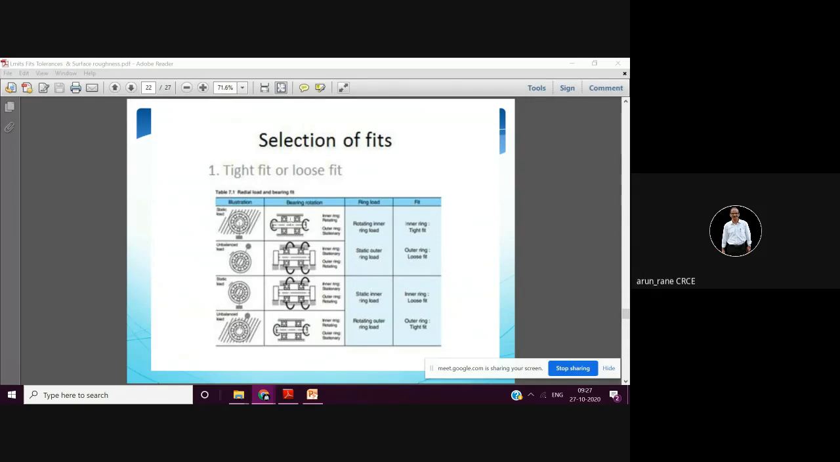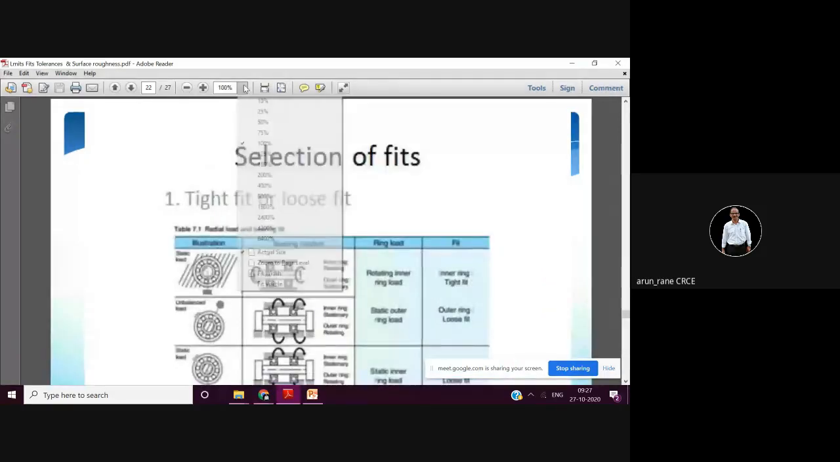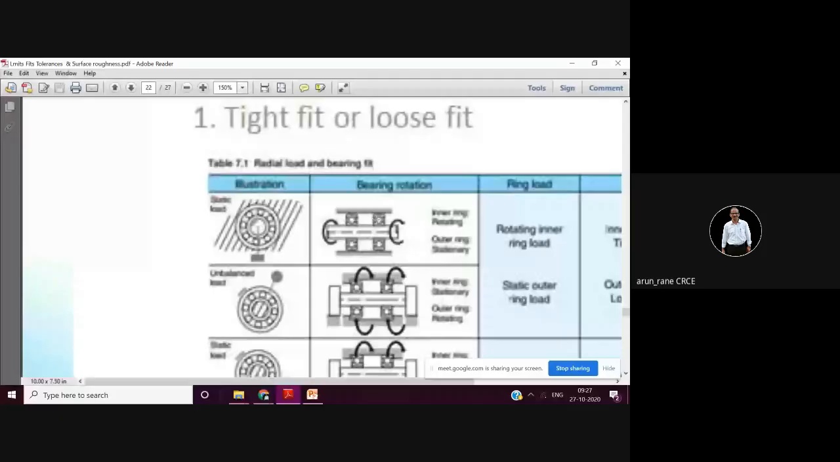See, now this is your shaft, and I'll zoom it further. This is your shaft. In between, this is a bearing and this is your housing. So this outer race is tightly fitted in the housing, and this inner race is tightly fitted on the shaft. So as the shaft rotates, the entire load comes on these balls.